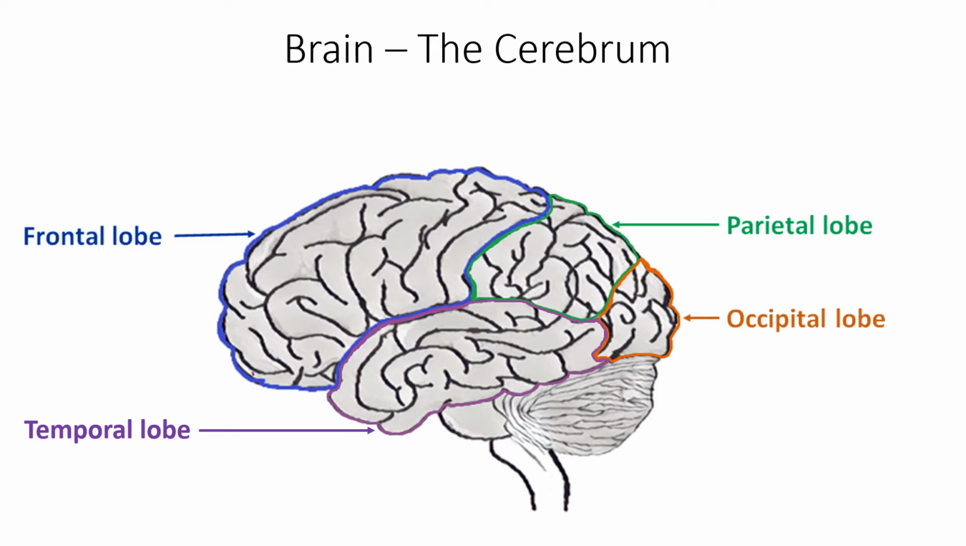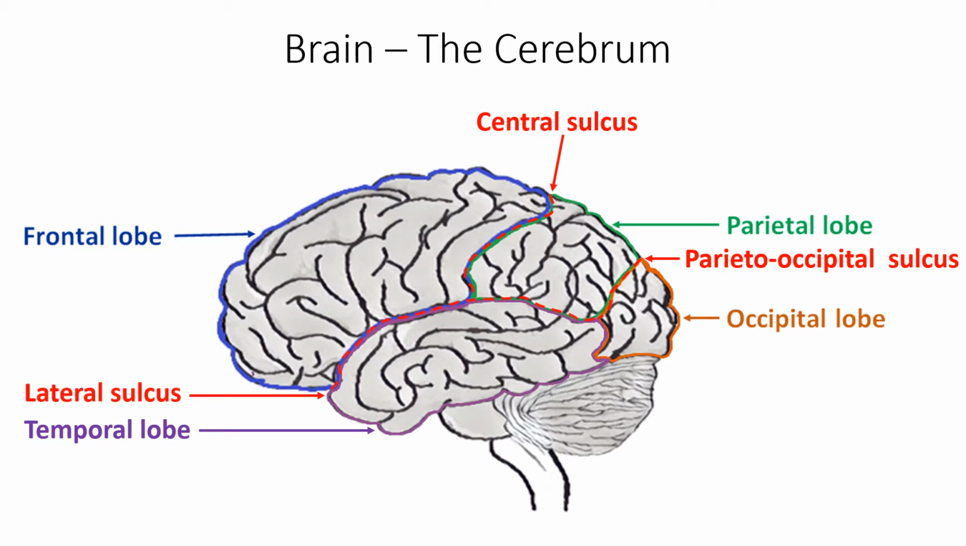Lobes are separated by grooves on the surface of the brain referred to as sulcus. Central sulcus, for example, separates frontal lobe and parietal lobe. Parieto-occipital sulcus separates parietal lobe and occipital lobe. And lateral sulcus separates temporal lobe from the other regions.